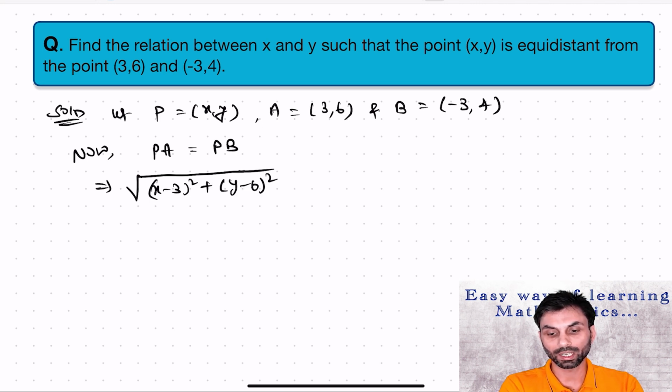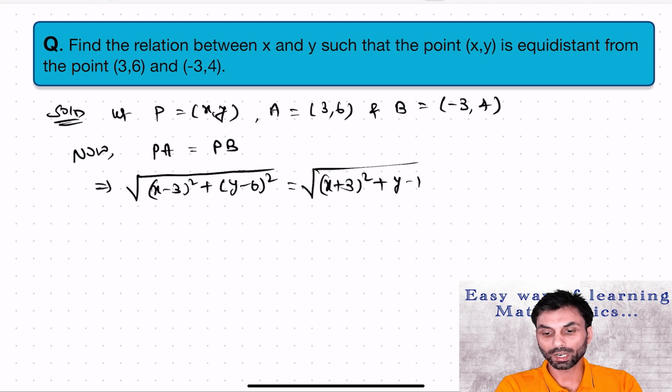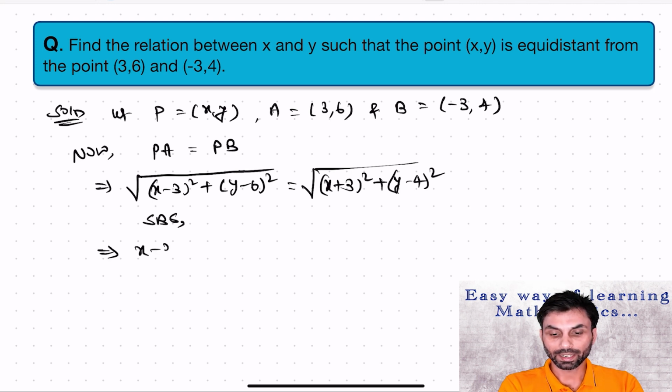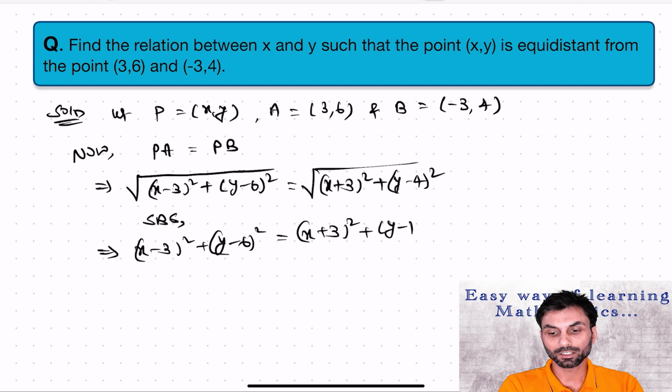that will be equal to the square root of (x minus of minus 3, which is plus 3) whole square plus (y minus 4) whole square. On squaring both sides, we will get (x minus 3) whole square plus (y minus 6) whole square equals (x plus 3) whole square plus (y minus 4) whole square.